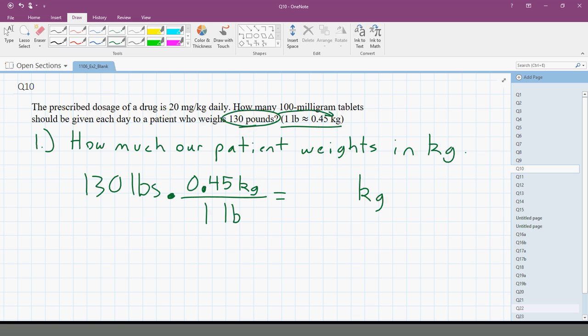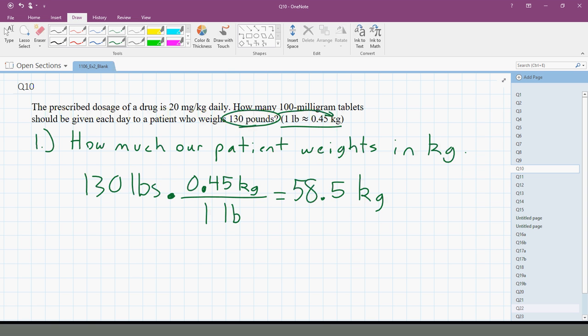So we're going to take 130 times 0.45. What does that give us? No worries. Got plenty of time. 58.5. 58.5 kilograms. Perfect. All right.